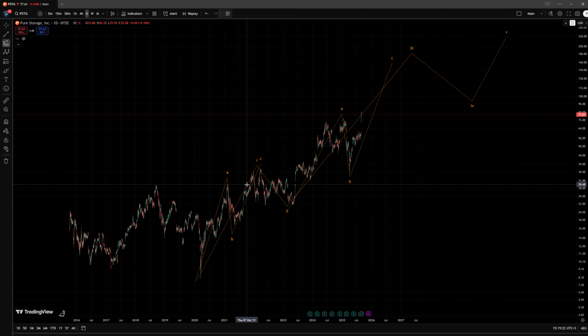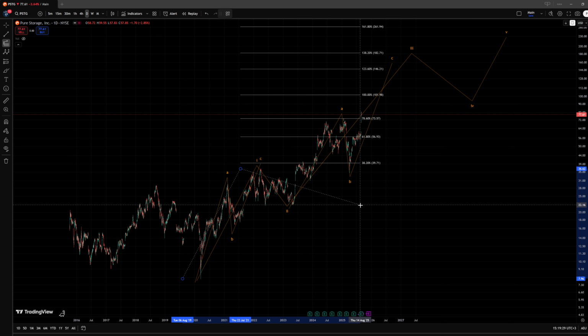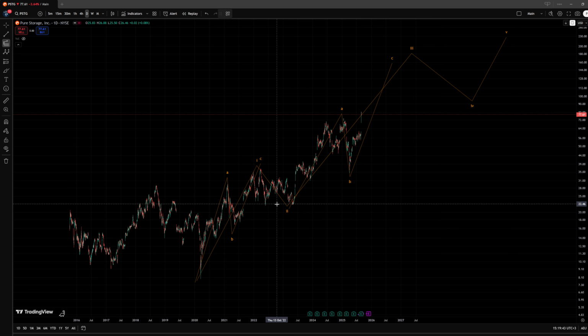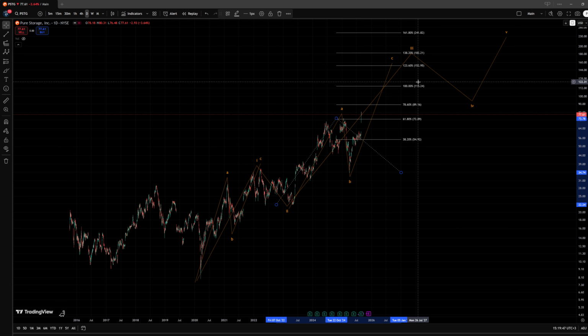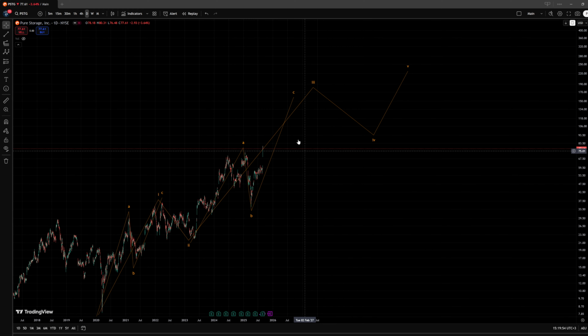And we can look at some ideal targets for both the C wave and the third wave. So this third wave to the upside would ideally reach the 138.2% extension, which is at $182.7. Now, if I were to look at the ideal target for a C wave within this ABC in the third wave, I would be looking at the 100% extension at $115. Now, keep in mind, this could also extend.